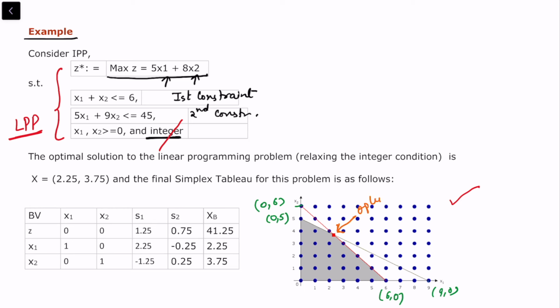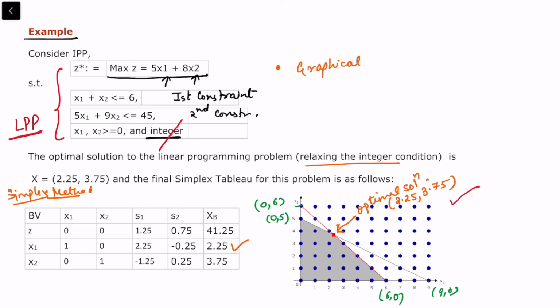This optimal solution we can simply find by the intersection of these two lines, because there are only two variables, so we can solve this by the graphical method, and the optimal solution that we get is 2.25, 3.75. Now suppose that I don't want to solve this problem graphically, and I want to use the simplex method simply by relaxing the integer condition. We also know that we add slack and surplus variables, choose an entering decision variable and a leaving one. You can see the simplex method done in my previous video. I find that this is the value for x1 and this is the value for x2.